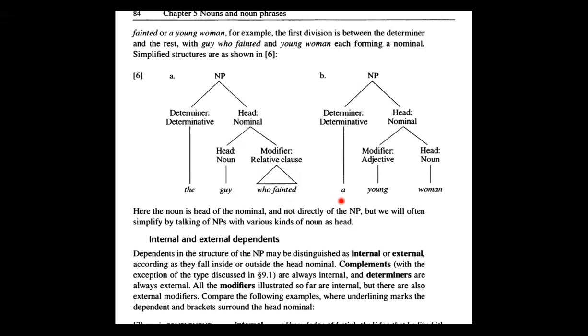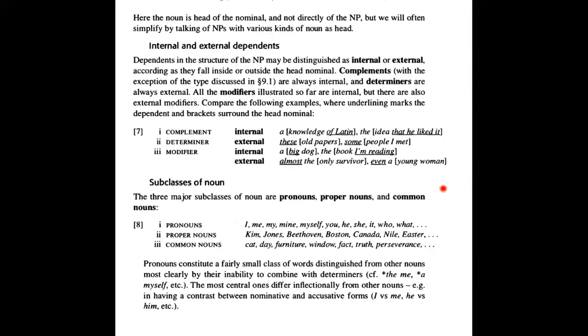A young woman. So here a is the determinator. Young we say is a modifier, which is an adjective. We said that adjective is the category, while the function is modifier. And woman here is the head noun, and I have mentioned this point before.